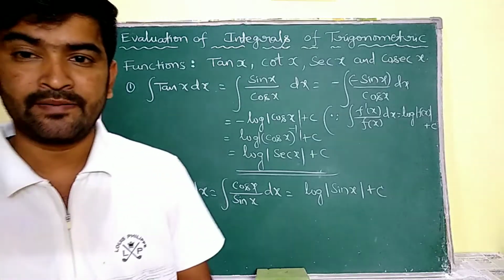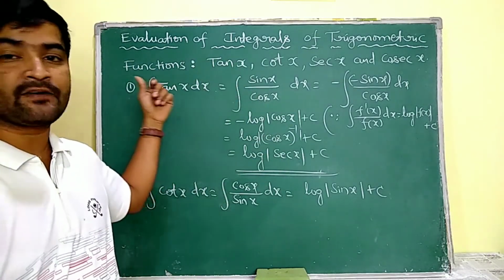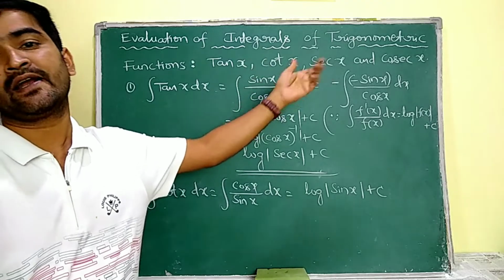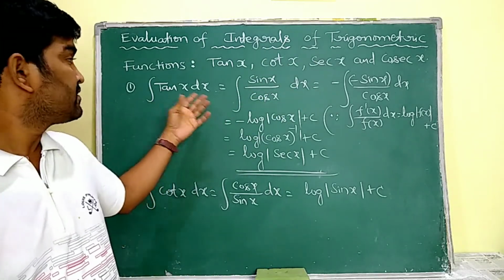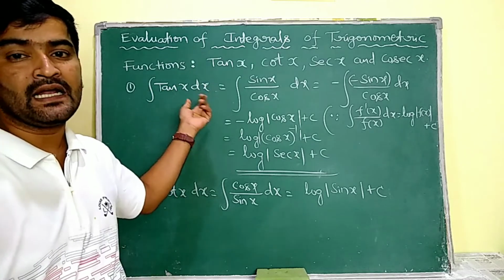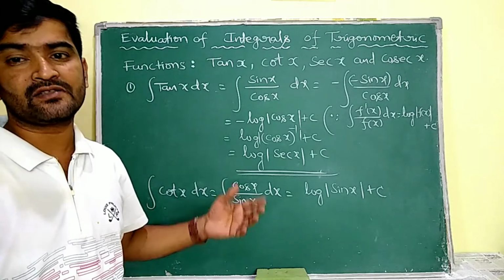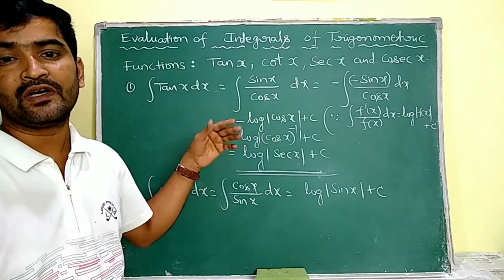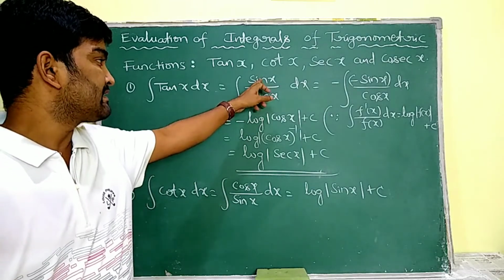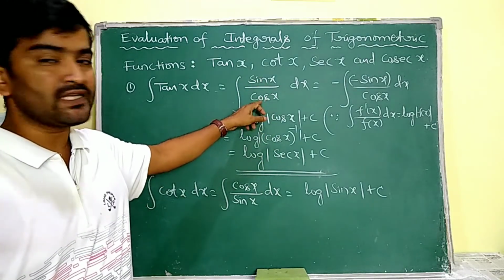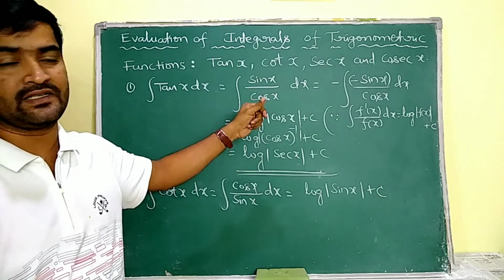Understand ma? So see ma, now we are going to discuss the evaluation of integrals of the trigonometric functions tan, cot, secant and cosecant. Firstly we are going to discuss tan. So integral of tan x dx can be expressed as integral of sin x by cos x. As we discussed some formulas earlier, we are going to apply those formulas ma. Here sin x and cos x are derivatives of one another ma. Only the sign is changed here.